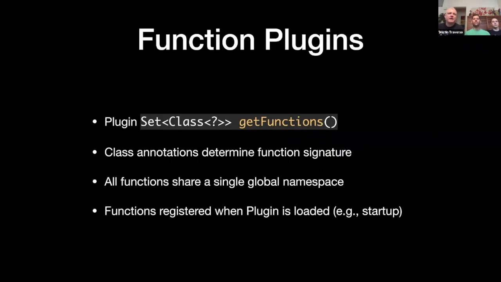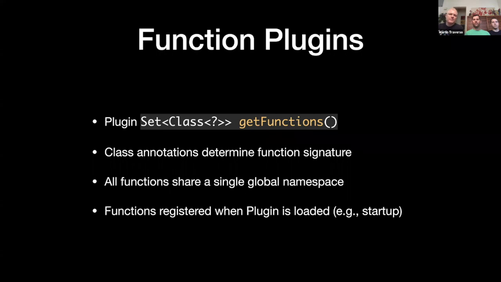So today, you can register functions via the plugin interface in the SPI. If you look at the plugin interface, it has a method called getFunctions, which returns a set of classes. We walk through the classes and search for annotations, like @ScalarFunction and @Operator, that define the scalar functions, operators, aggregations, and window functions.